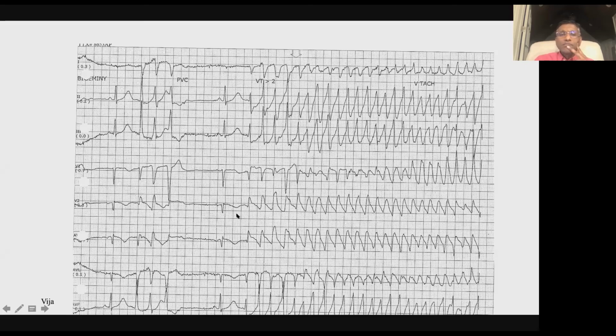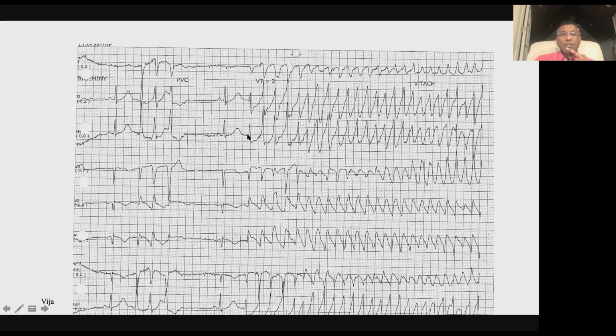It's become a wide complex tachycardia, which is mostly regular. Looks very irregular, huh? And look at these: here pointing downwards, here pointing positive, here negative. It's like spiraling. Right, so the axis is shifting around. So this is torsades.